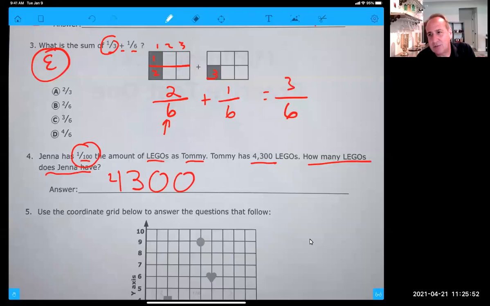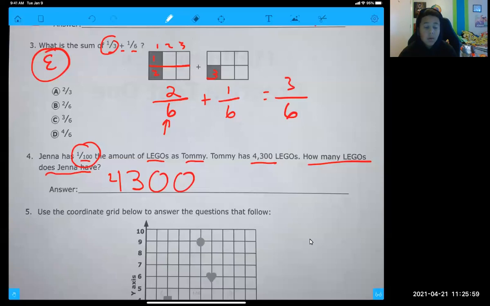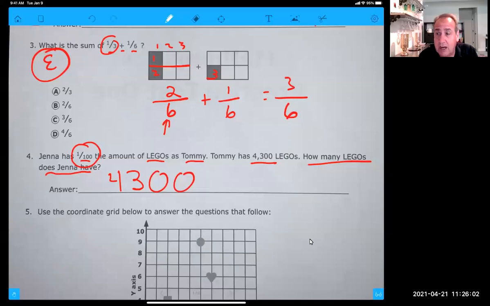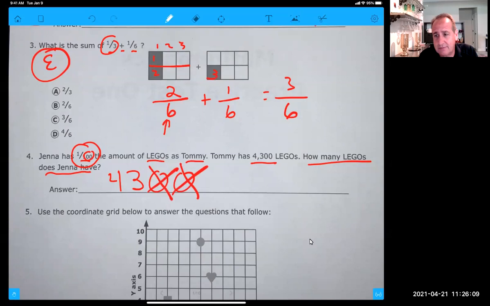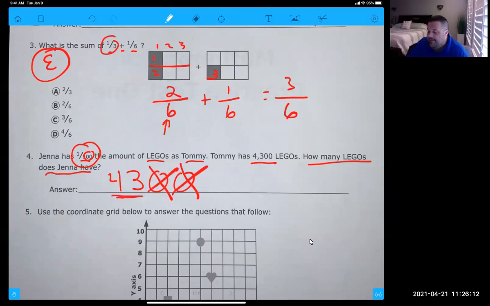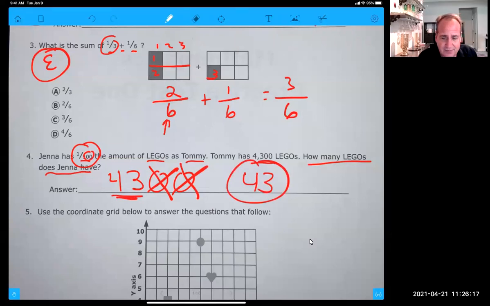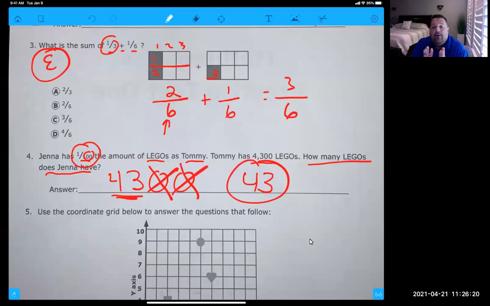So how many less? What does 100 mean? How many places do you move in 100? 10. No, how many places do you move, like move the decimal over? How many zeros are in 100? 2. So we have to take away the 2 zeros. There it is. 1/100th. So how many Legos does Jenna have? 43. That's right. It's exactly as easy as that. But you got to remember, you people at home, multiplying by a fraction means your number's getting smaller. So don't go the other way and add 2 zeros, or you'll get way too big.